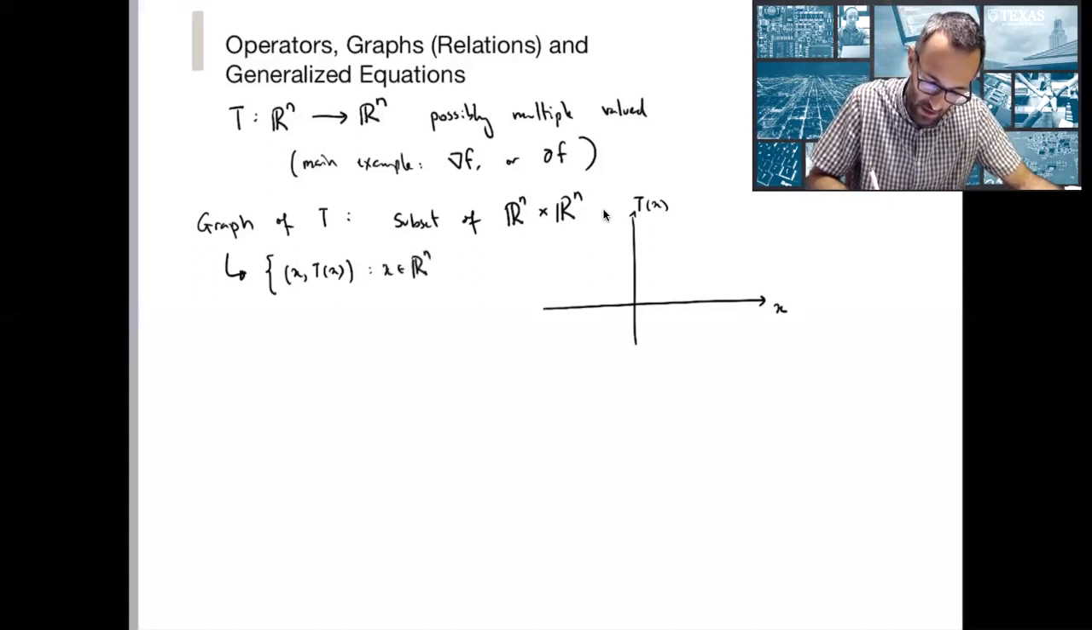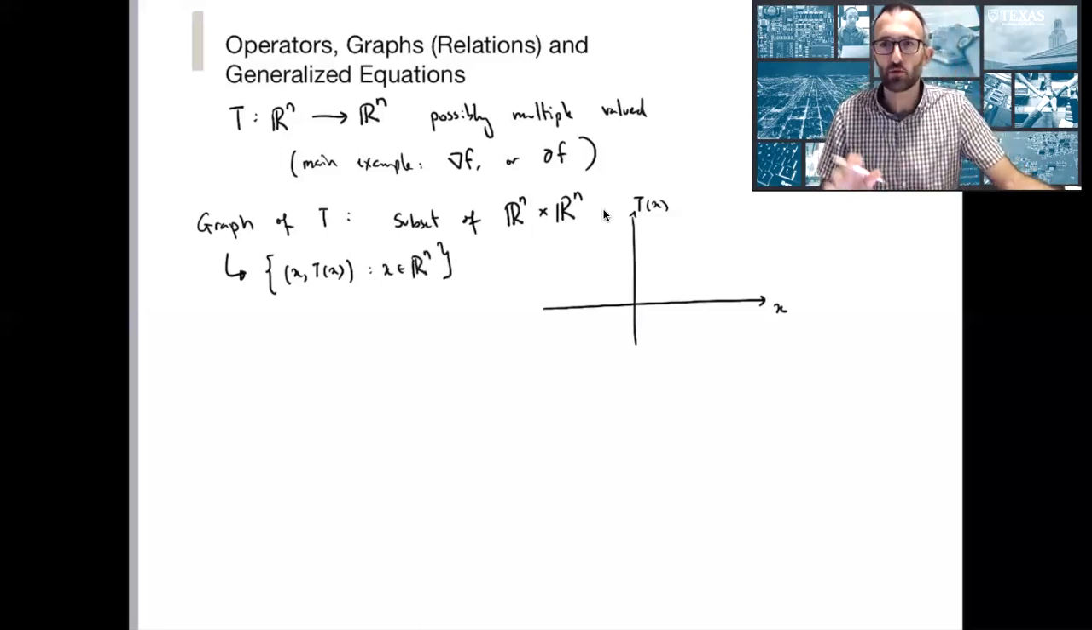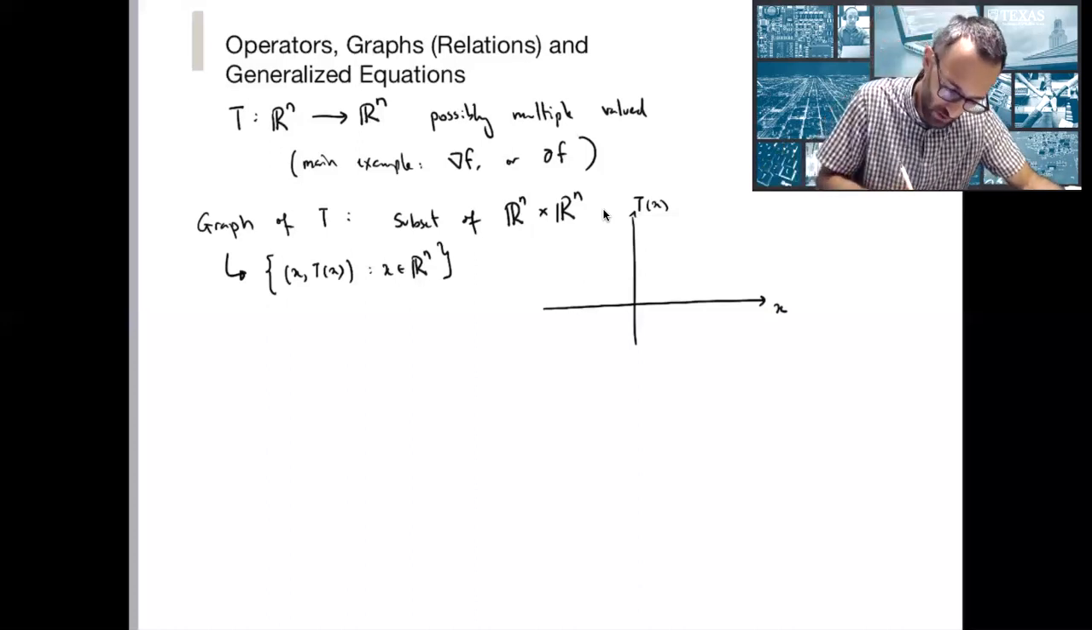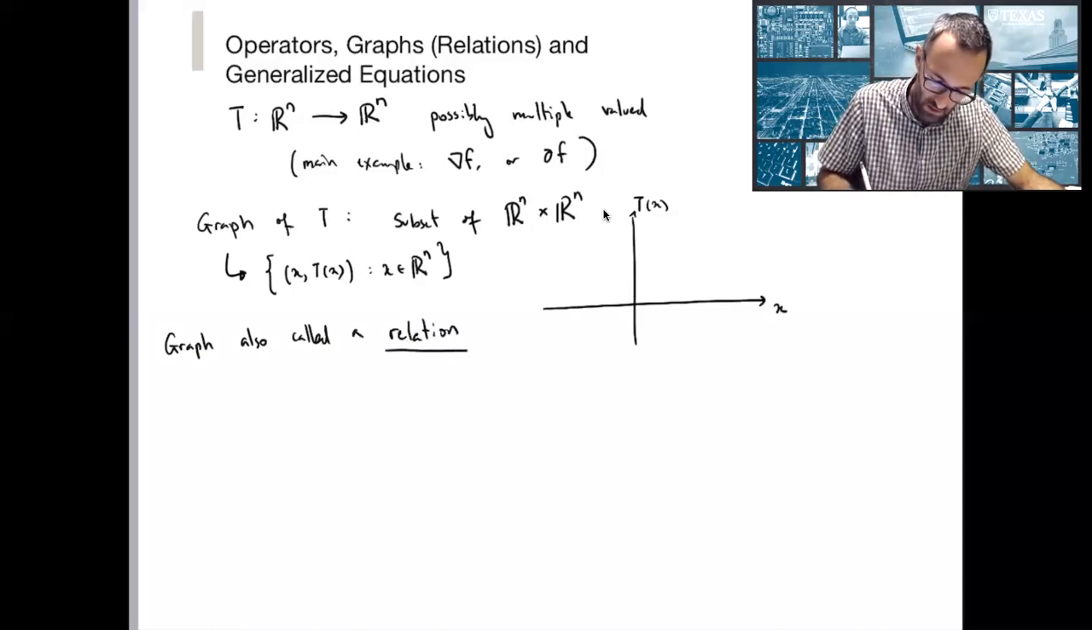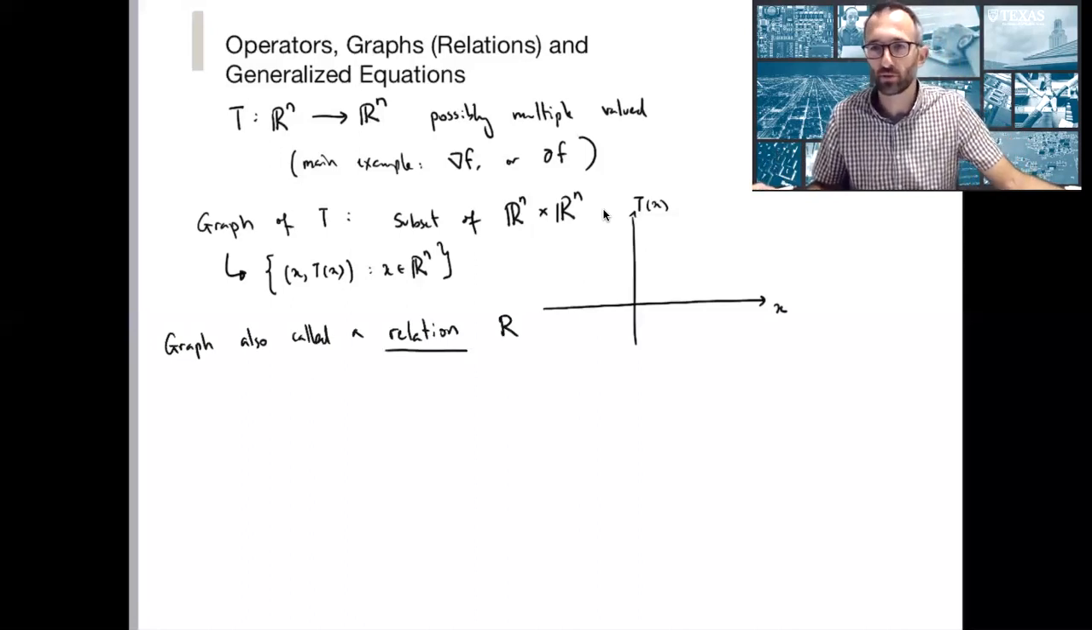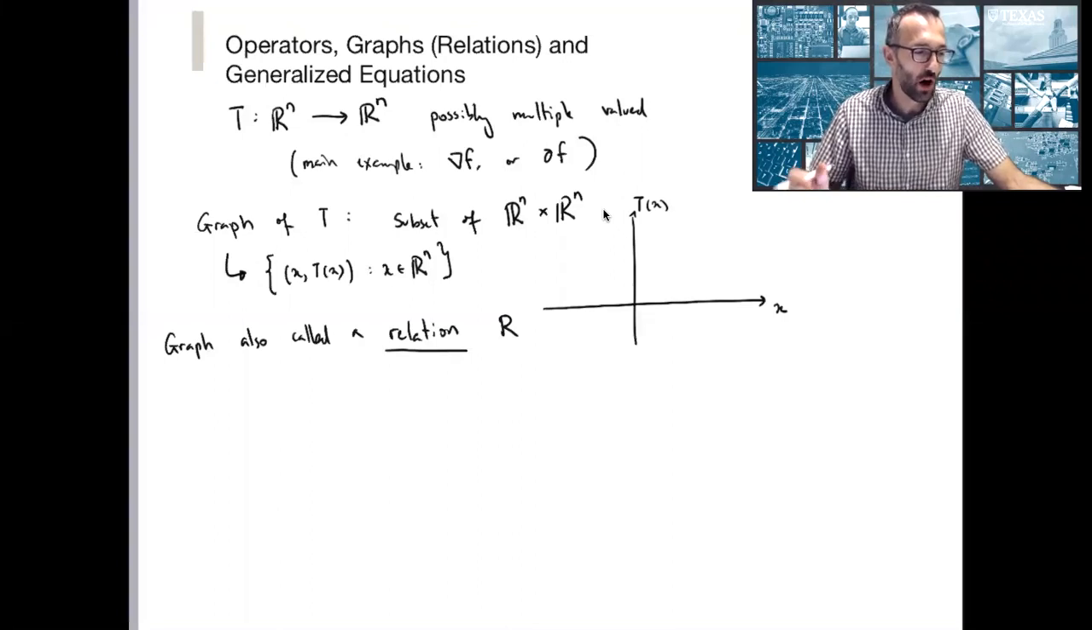such that x is in Rn. And in terms of some jargon, this graph, sometimes you'll see it called the graph of an operator. You may also see it more generally referred to as a relation. So the graph is also called a relation. And maybe we'll use R, for example, to denote this relation. So a relation is a subset of Rn cross Rn.